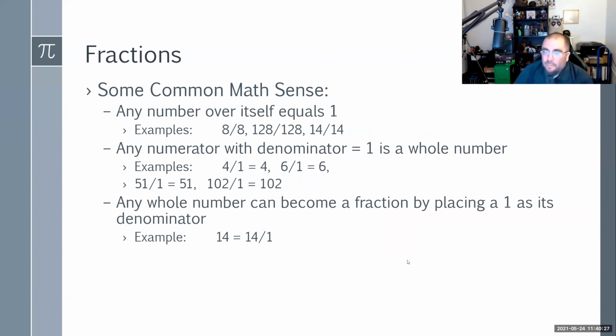Common math sense: any number over itself equals 1. So 8 over 8 is 1. 128 over 128 is 1. 14 over 14 is 1. 36 over 36 is 1.